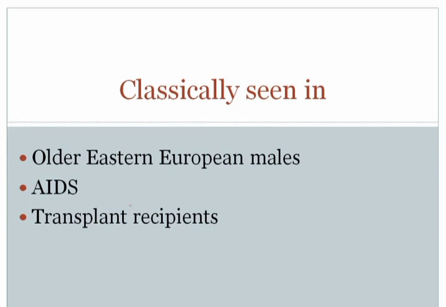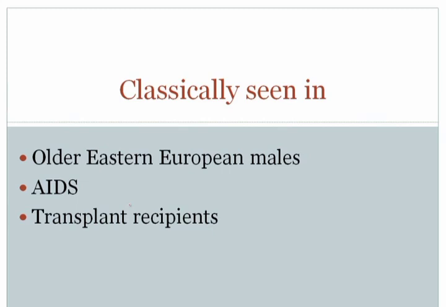Now, there's three patients that get Kaposi Sarcoma. Number one, Eastern European males. So older Eastern European males, that's one group of patients that would get it. And when these patients get it, it usually is localized to the skin, and the treatment is surgical removal. So that's one patient with Kaposi Sarcoma.